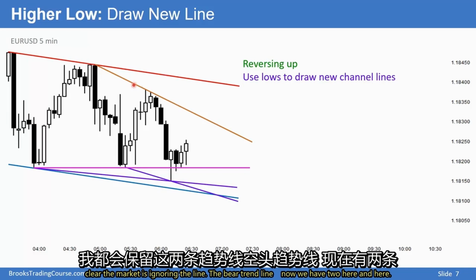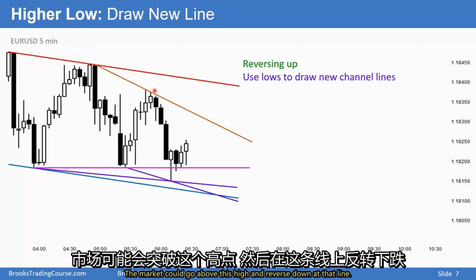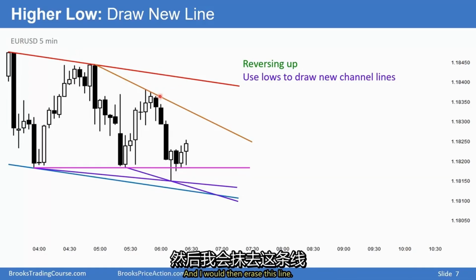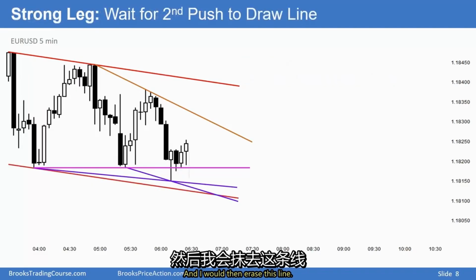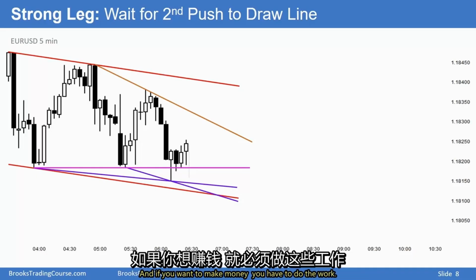The bear trend line, right now we have 2, here, and either one could be the more important one. The market could go above this high and reverse down at that line, and that tells me that the market is paying attention to that line, and I would then erase this line. You can look at this and say, wow, Al, that's way too much work. Trading is a lot of work, and if you want to make money, you have to do the work.